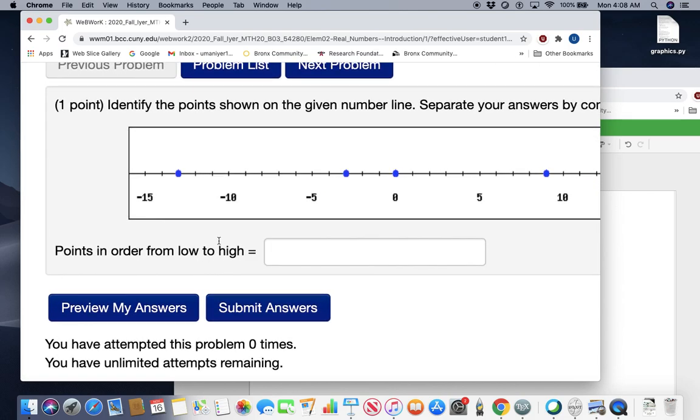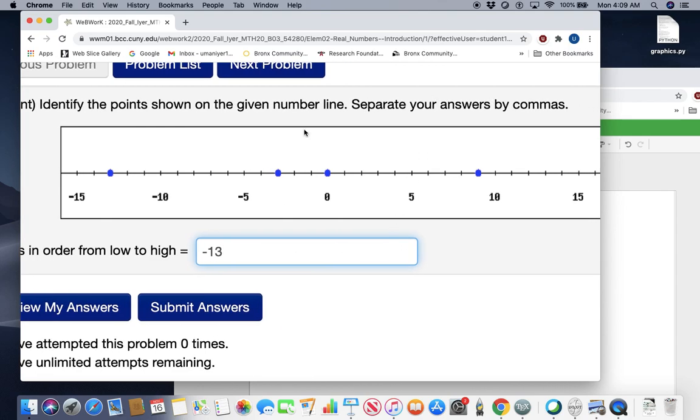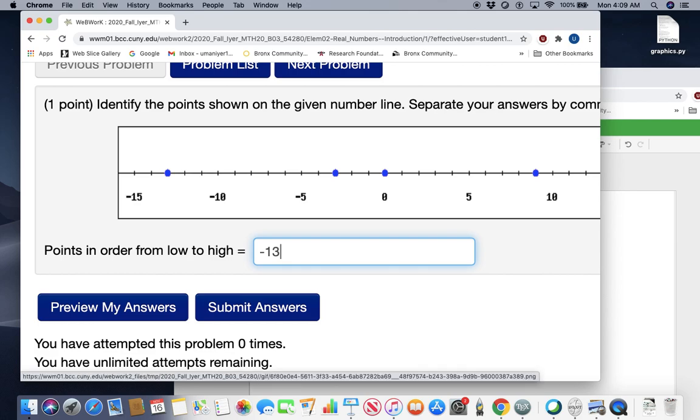So if you notice, that's -10, -11, -12, -13. Okay, so here is 0. When you go left, you increase in magnitude and you are negative. So again, -10, -11, -12, -13. That's the first one. Okay, they want us to separate our answers by commas.